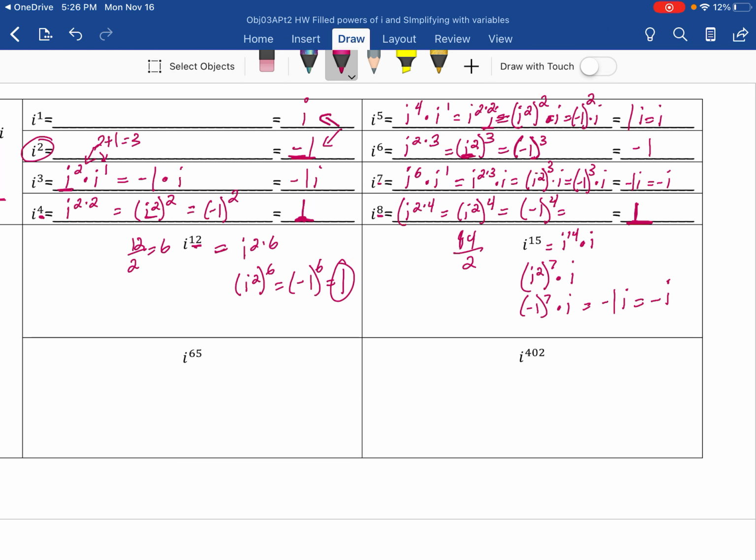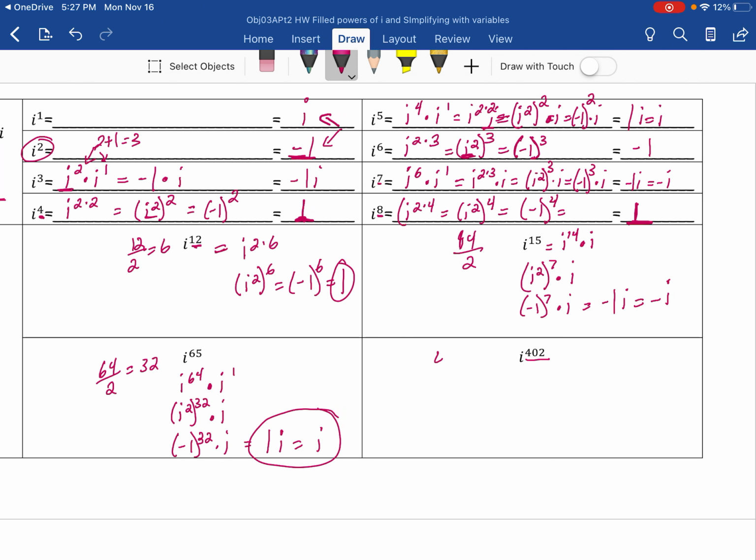i to the 65th power, so we have an odd power again. That's going to be the same thing as i to the 64th times i to the 1st, or just i. I take 64, I divide by 2. That tells me how many i squareds I have: 32. So that's going to be i squared to the 32nd power times i. i squared is negative 1, and negative 1 to the 32nd power is just 1. And so my answer is 1i or i. Either of those are fine.